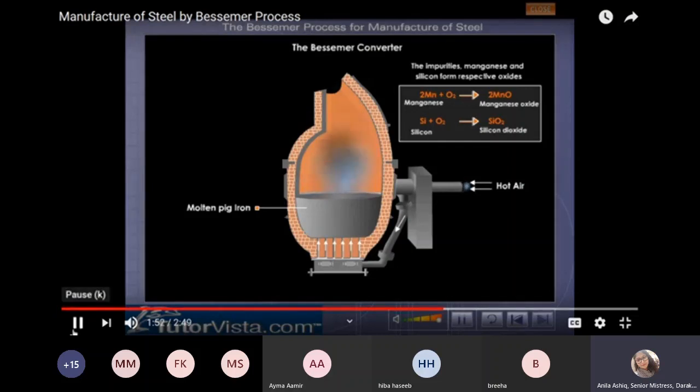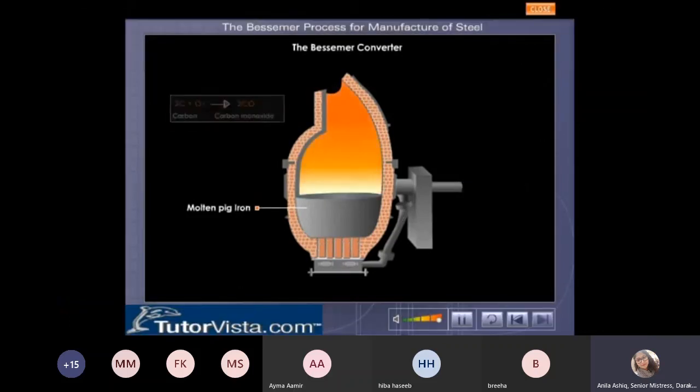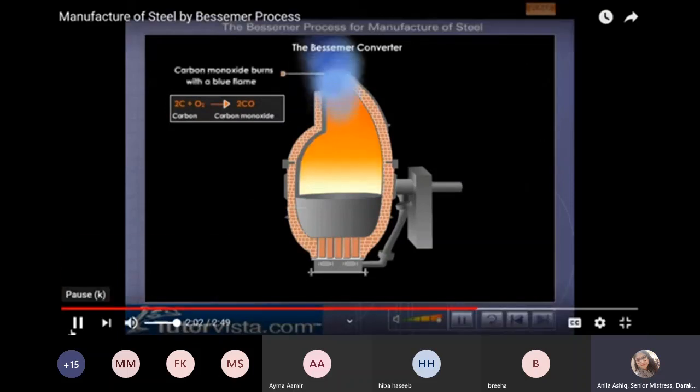Expelled out. Yes. Carbon is oxidized to carbon monoxide, which burns with a blue flame at the mouth of the converter. Yes, it oxidizes iron, and also now you will see the reactions of the air or oxygen with the respective components. The oxides of manganese and silicon react with each other to form a slag.